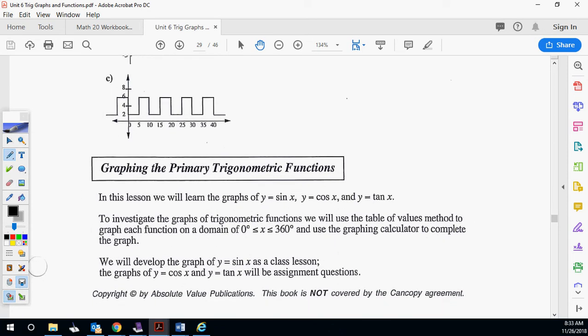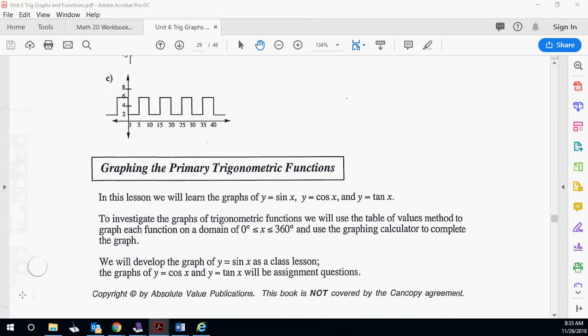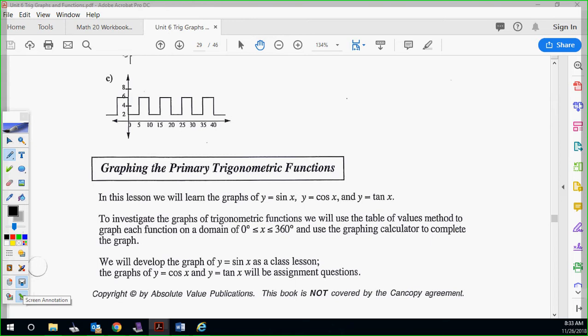Okay, little weird figures here. So C, what is the period? 10, good. I like to look at 0 myself. So right here is 0. When does that happen again? It happens right here, 10. Okay, so the period's 10.